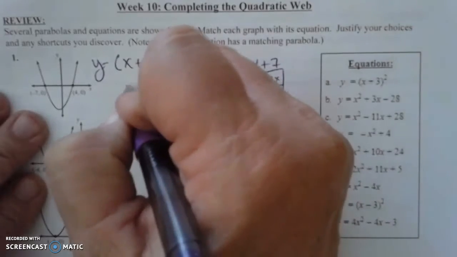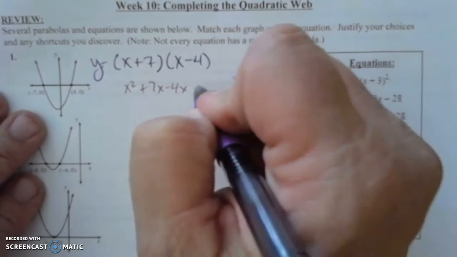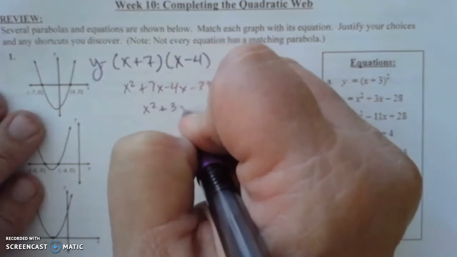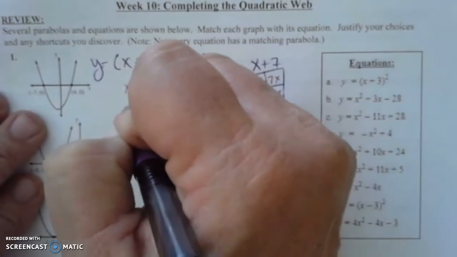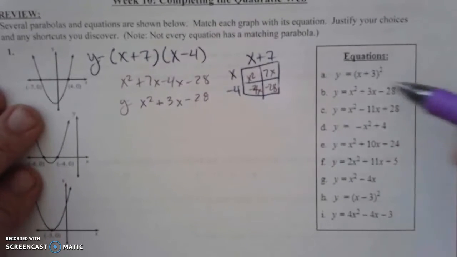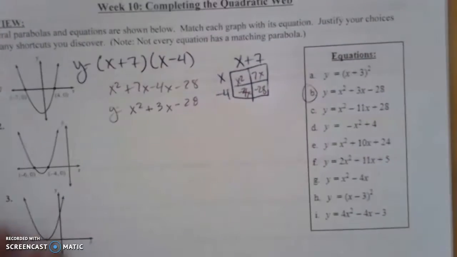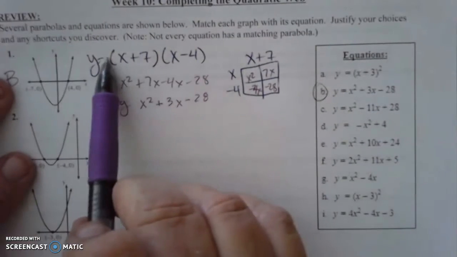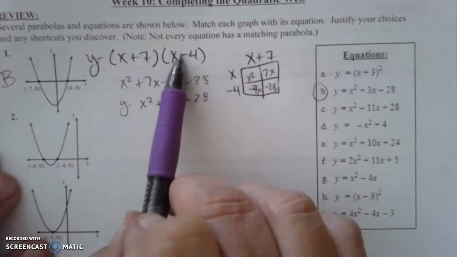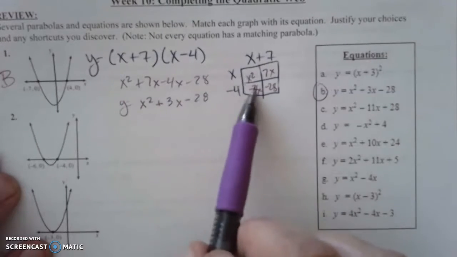So they're going to get x squared plus 7x minus 4x minus 28, combined like terms, x squared plus 3x minus 28. That equals y. And I can see that that one is right here, part B. So the easy thing to do is start out with setting up the equation using your x-intercepts, and then you're multiplying it out, really, what we're doing.